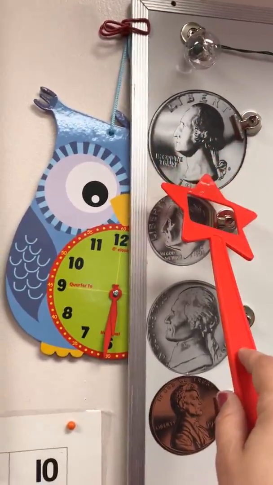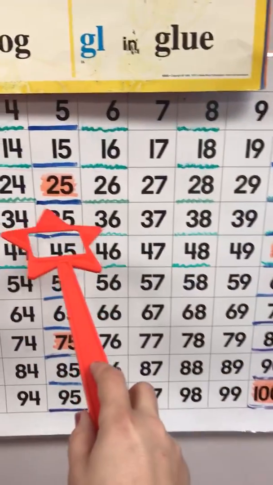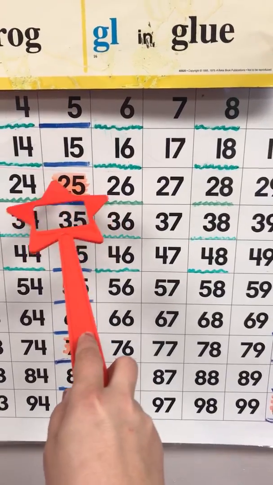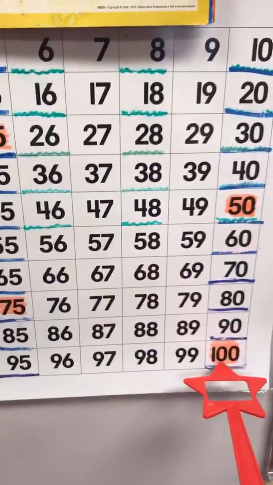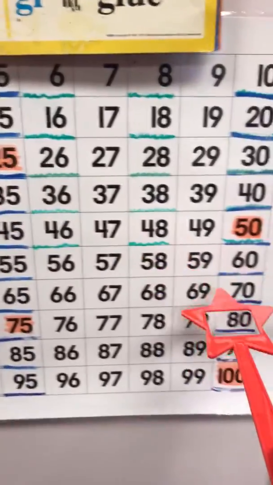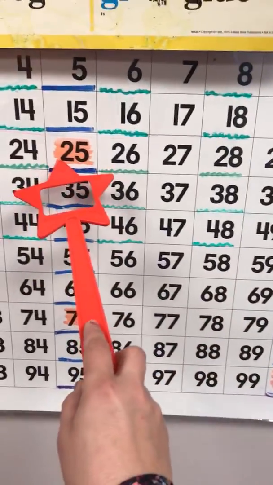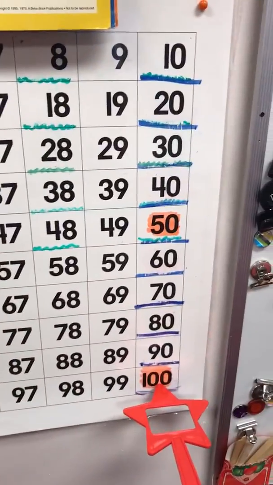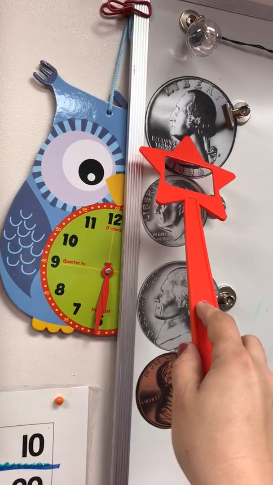Let's try counting by quarters. Remember last week we talked about how to count by quarters, and I marked them in orange for you on my chart. Quarters is counting by 25s. So we're going to count by 25s. 25, 50, 75, 100. Do it one more time. 25, 50, 75, 100. That's counting by quarters. There's 4 quarters in a dollar.